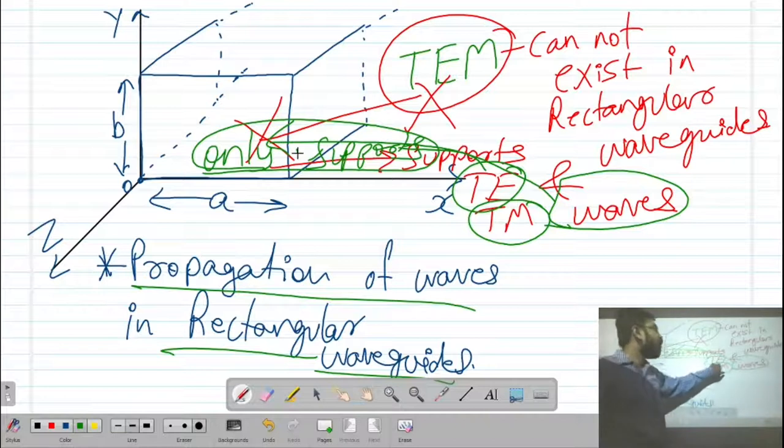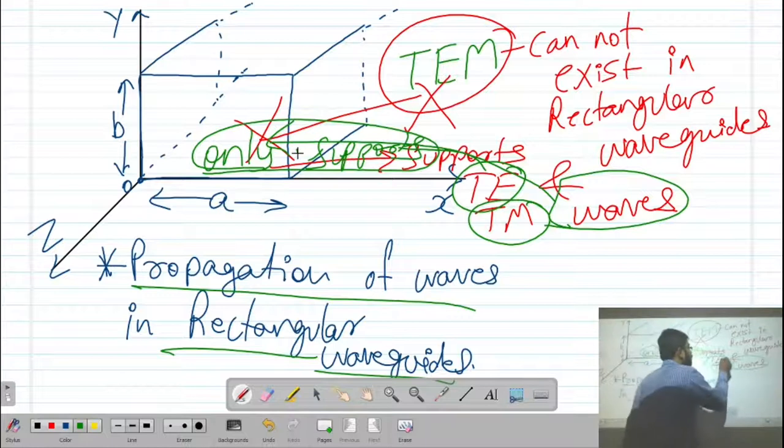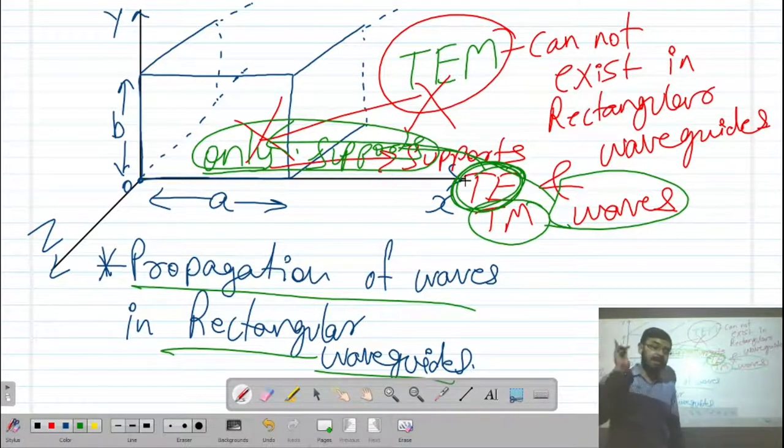Where you will only have transverse electric, meaning only the electric field will be perpendicular to the direction of propagation and the magnetic field will not be perpendicular. The magnetic field will have some component, some vector in the direction of propagation, right? Let us start our theory. This is the title of it and the diagram of the theory.